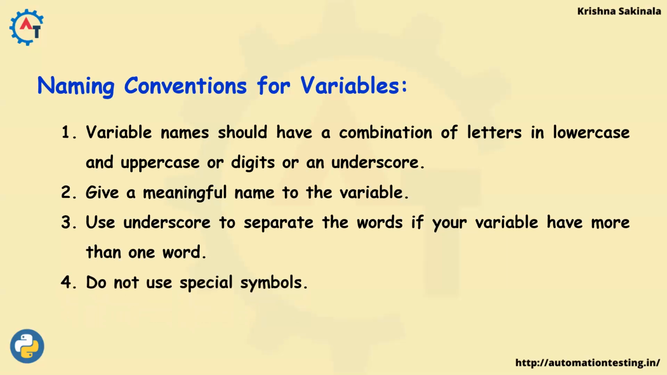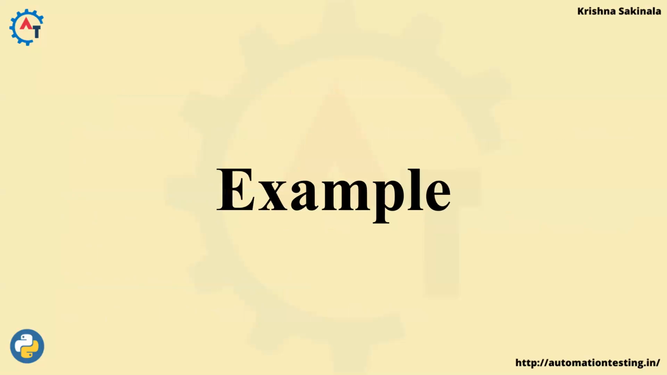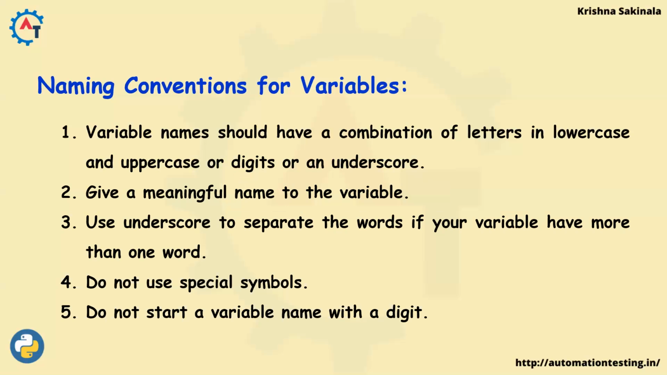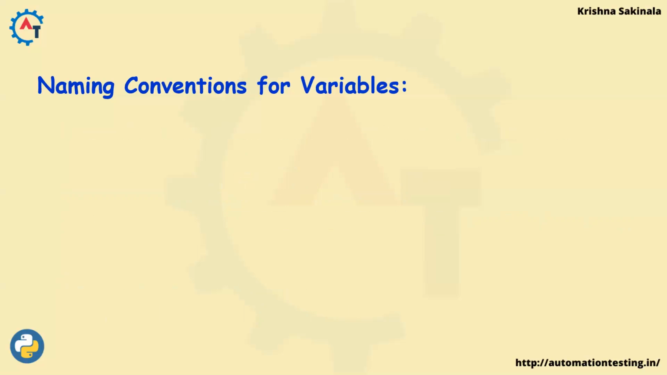Do not use special symbols in the variable names. Do not start a variable name with a digit. We already saw this one in one of our previous videos. Any identifier should not start with a digit. The same rules apply. So we'll take one example and see these things.